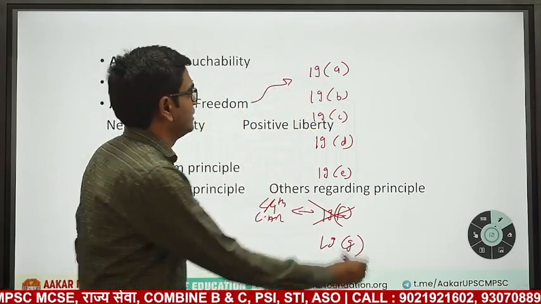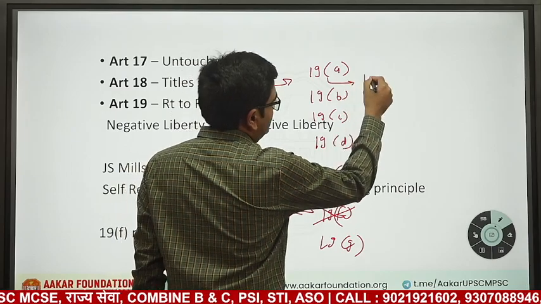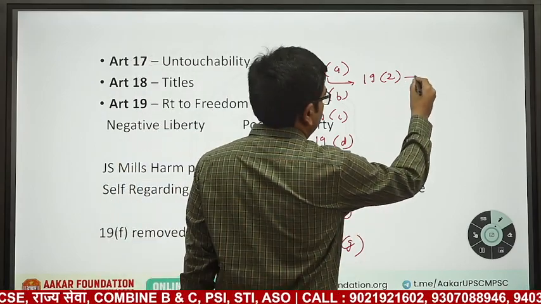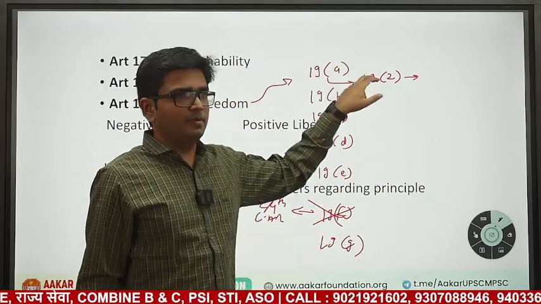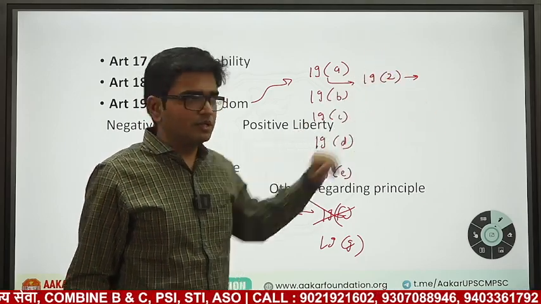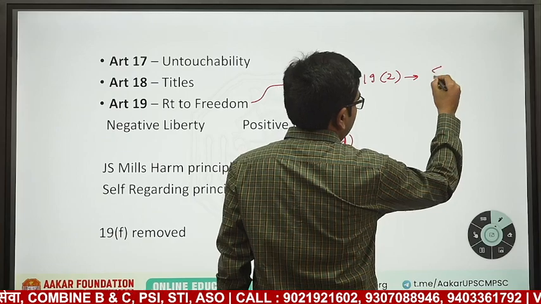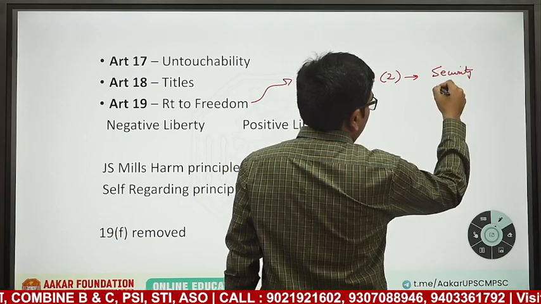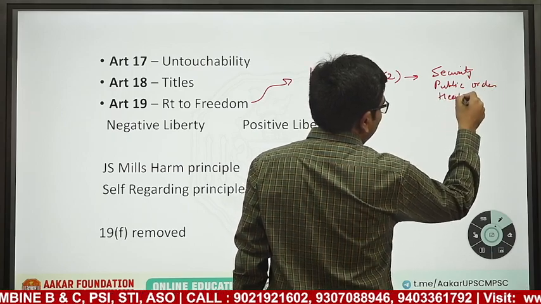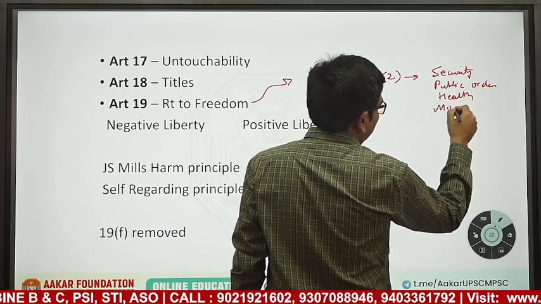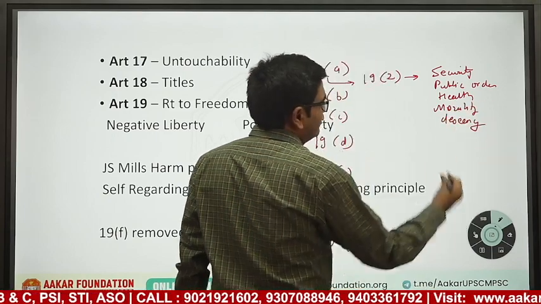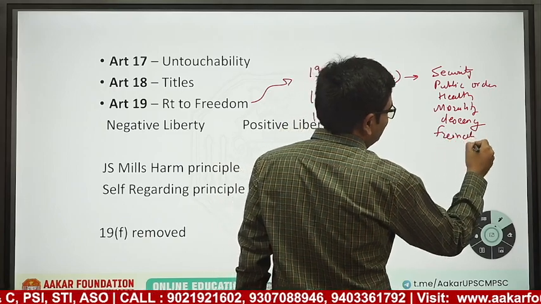For example, for 19.1a, there are restrictions mentioned in 19.2. What restrictions are mentioned here? For example, freedom of speech and expression is subject to the following things. Subject to what? Security of the nation, public order, health, morality, decency, friendly relations with other nations.